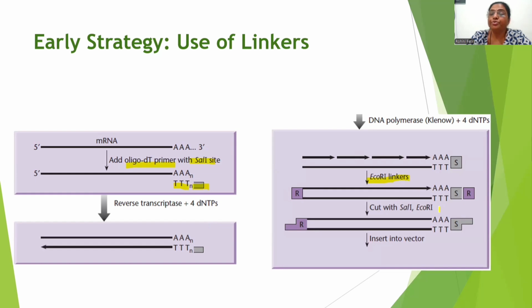Now when you are going to do the restriction digestion with the help of SalI and EcoRI, you are getting the ends generated for SalI and EcoRI. Now here again, like the previous one, we have to digest the vector with SalI and EcoRI, so that the compatible ends are generated. And now there will be the annealing of the cDNA with the vector molecule.